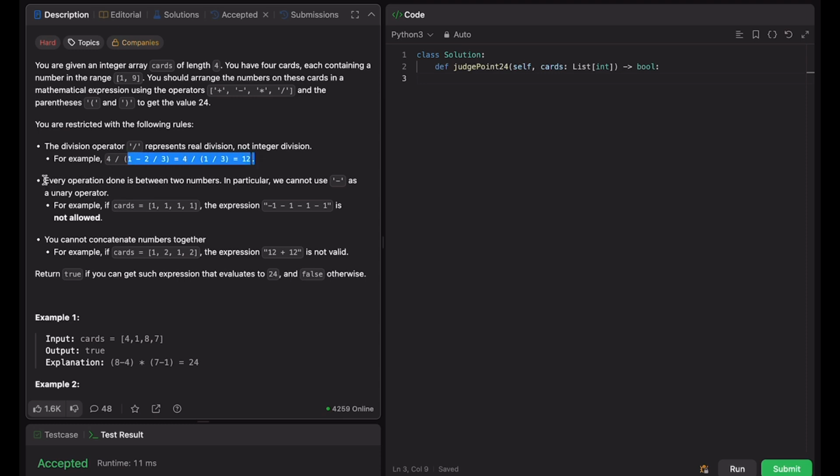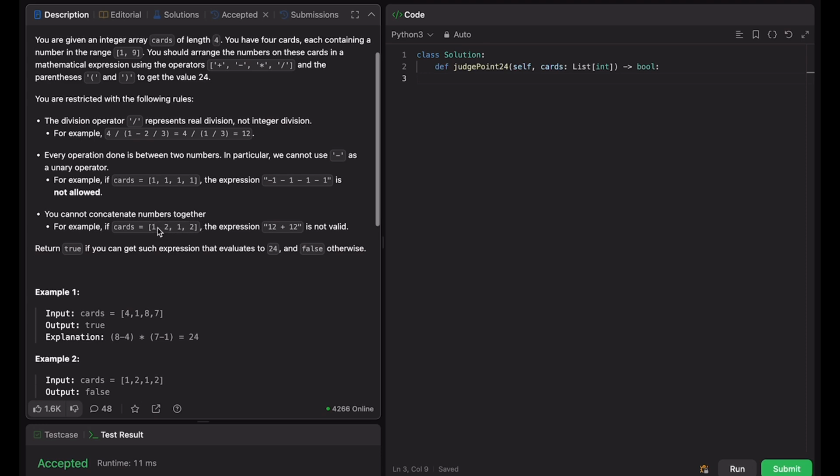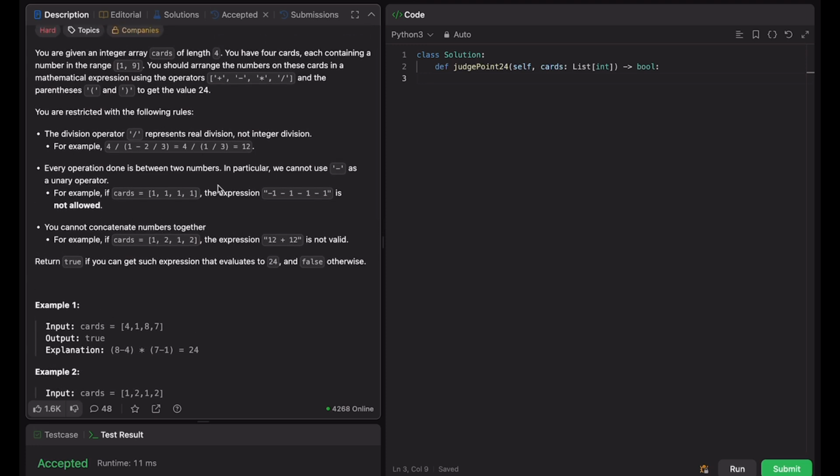Every operation is done between two numbers, and you should not use minus as a unary operator. Which means if the given number is 1, you can't add a minus in front. We also can't concatenate numbers together. So if they are given 1, 2, 1, 2, you can't concatenate them as 12 plus 12, 24. That is also not valid. We should keep these things in consideration when we are solving the question.